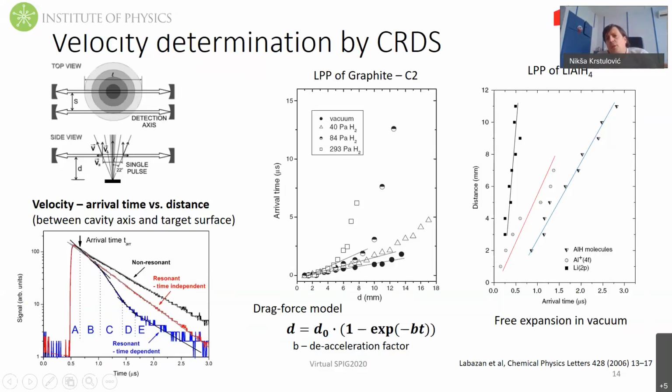Here we perform the ablation of a lithium aluminum hydride target in vacuum, and then we monitor velocities of all species. You can see that these have some kind of time-of-flight nature because lighter species are much faster. For example, lithium is much faster than aluminum hydride molecules because this one is much steeper.